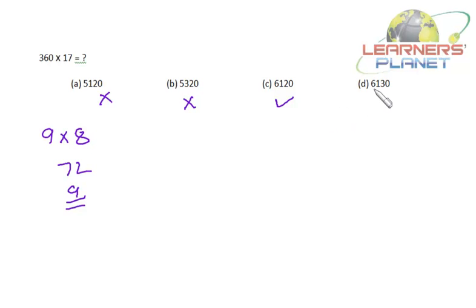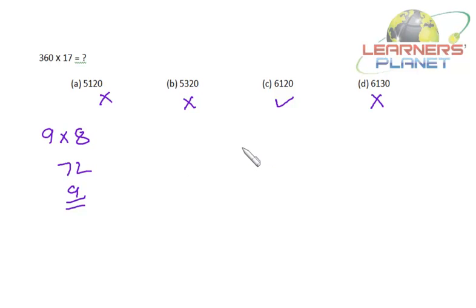So in this case 6, 7, 8, 9, 10. So still it is not the right choice. So we are left with 6120. None of the options is having 9 as the digital root except 6120. So the correct answer to the problem is 6120.